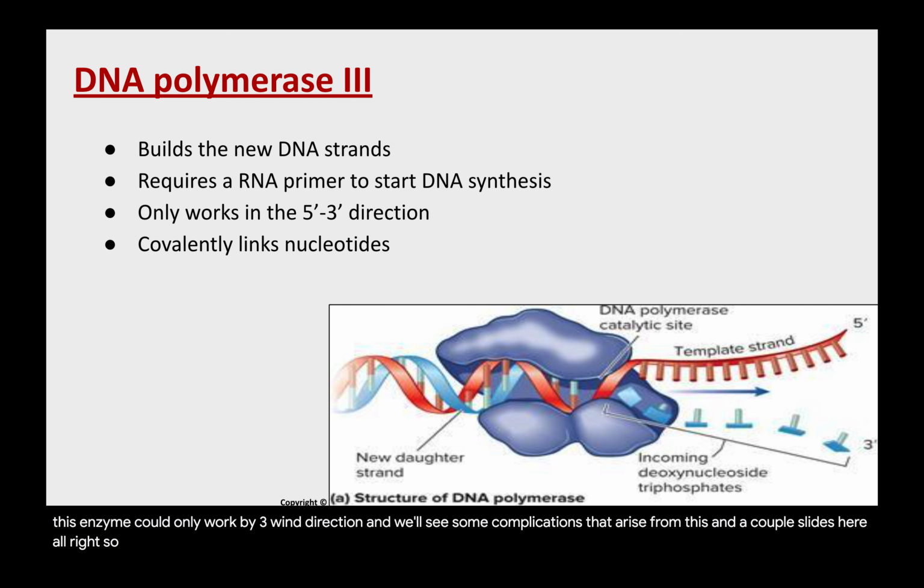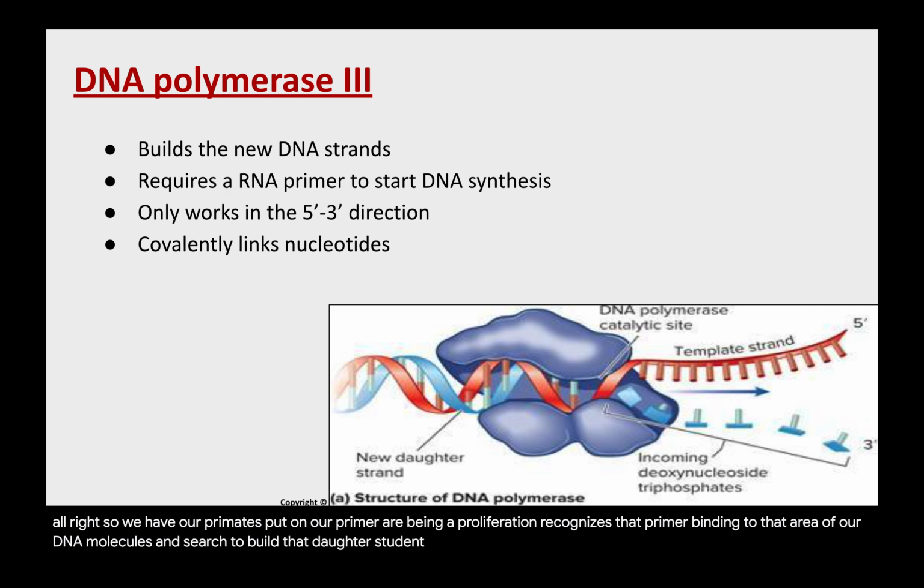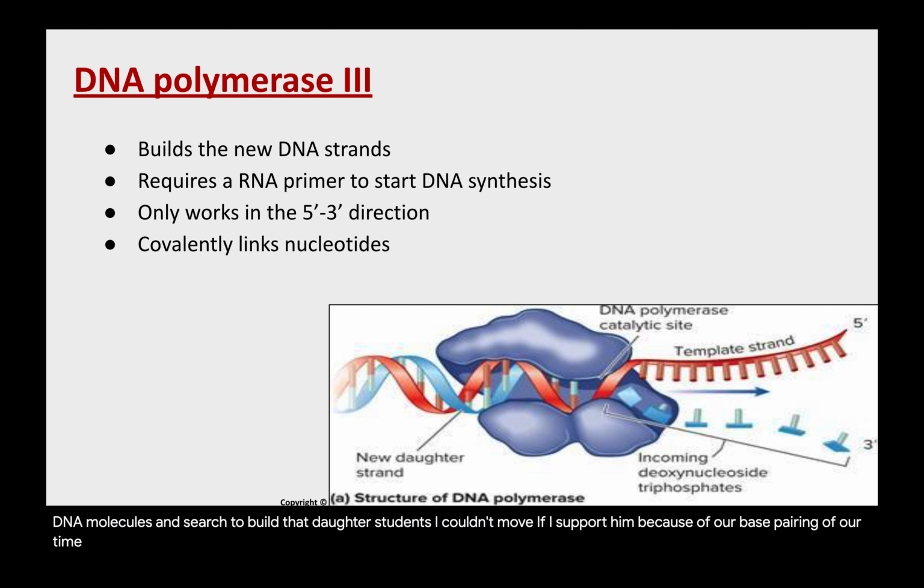All right, so we have our primase put on our primer. Our DNA polymerase recognizes that primer, binds to that area of our DNA molecule, and starts to build that daughter strand by putting in the new nucleotides. Now it knows which nucleotides to put in because of our base pairing rule. So if our template strand has that adenine, it knows to put in a thymine.